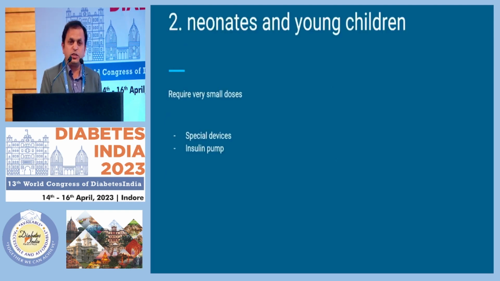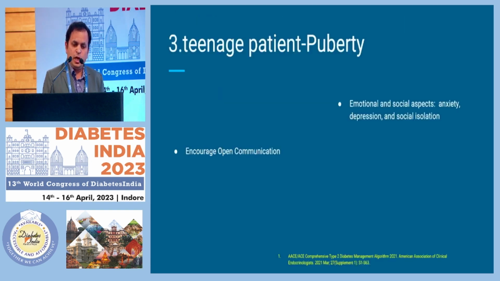And with neonates and young children, the problem is that very small dose titration is required, and our insulin injector comes with only 1 unit titration. So for that, you have to use a specialized insulin pen, which comes with 0.5 units titration. And the teenage problem is that whenever puberty is achieved, because of the hormonal surge, they will have insulin resistance. So sugar may go up, and type 1 patients may land up in DKA. That needs to be taken care of.